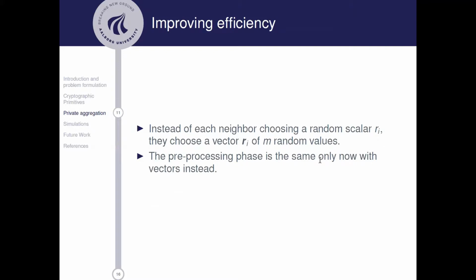Now, to improve efficiency, we note that each neighbor could choose a random vector of m random values instead of just a random scalar. This is, in a sense, a way to complete m preprocessing phases at once, which is relevant if the nodes are to complete m iterations of some distributed algorithm. The preprocessing phase will be the same, only now with vectors instead.